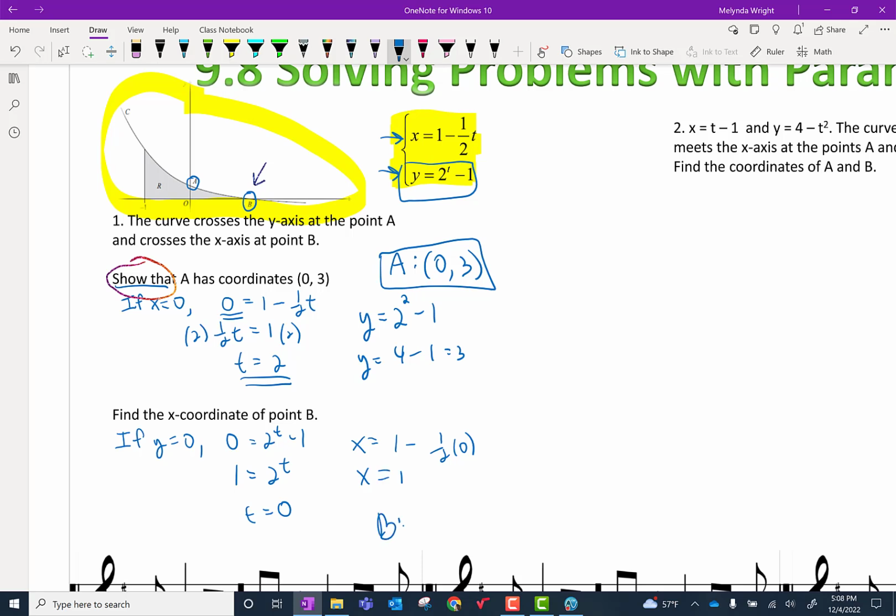So our point B is going to be, and actually they just wanted the x coordinate of point B, so that's fine. We can give that to them. We don't need to give the whole point. So the x coordinate is 1.